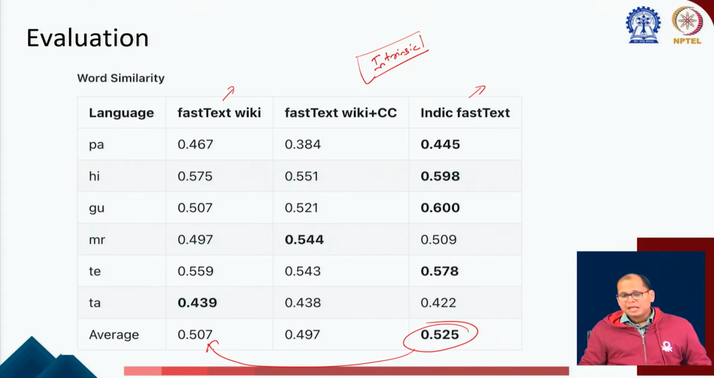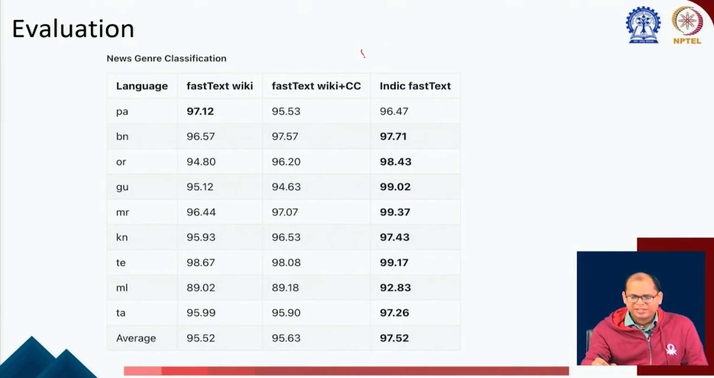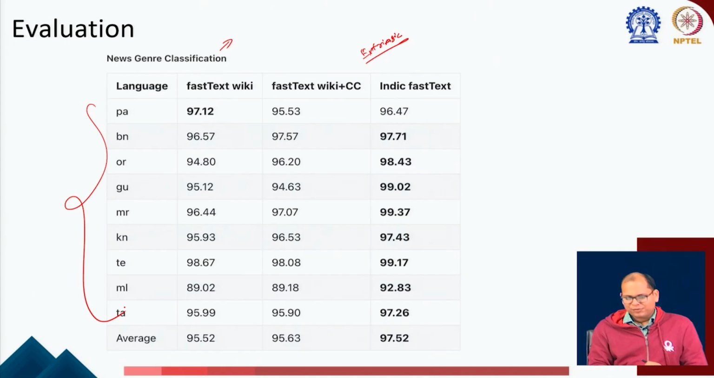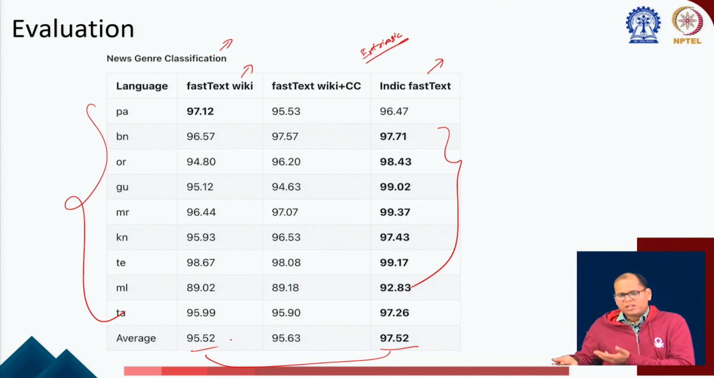Another evaluation can be extrinsic evaluation, where you use these word embeddings for some task. Here, they were doing it for a classification task, news genre classification. And again, for multiple Indian languages, they tried fastText and the Indic fastText, and they found in this case that across mostly all the languages, Indic fastText was giving better performance for this task, individually and on average. So it was quite an improvement over the previous model using fastText. So this is another way of evaluation, that is, you use them for some task, right?